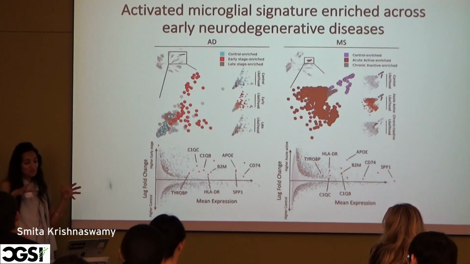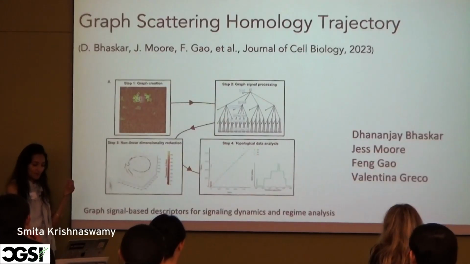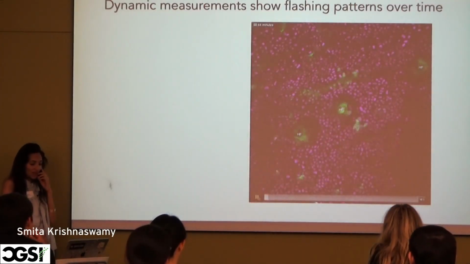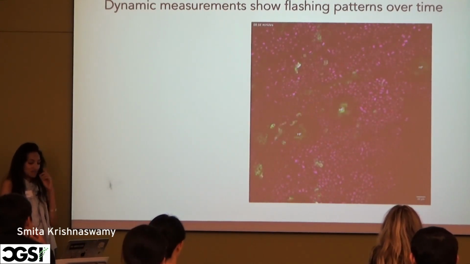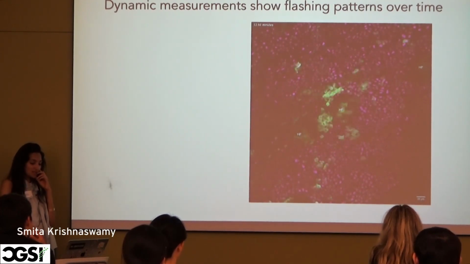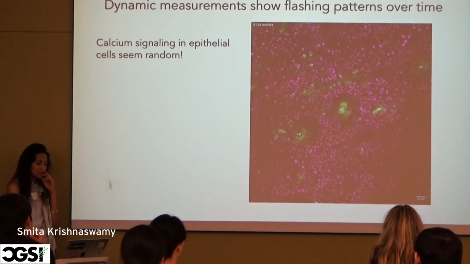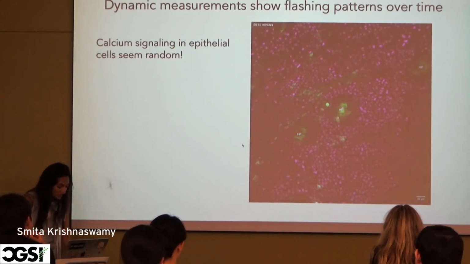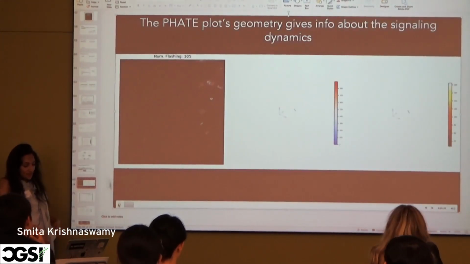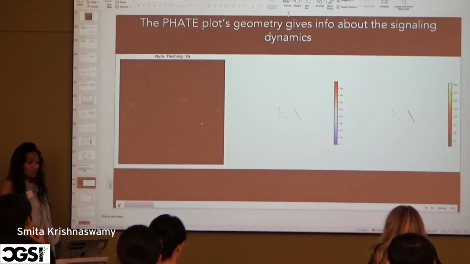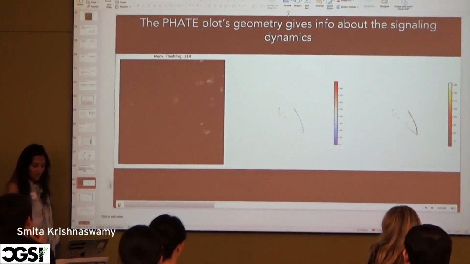I didn't have time to go into the last application, but that was describing signals as they're flashing here. And we do that with a wavelet transform version of graph signals. And so these are calcium signals flashing in single cells. And it actually turns out that we can tell that these are not random and that they're sweeping a very clean trajectory. And I can show it to you here. This is a PHATE visualization of the signaling pattern as captured by a graph wavelet transform. And you see they look like they're random, but they're actually mapping out a very clean trajectory.